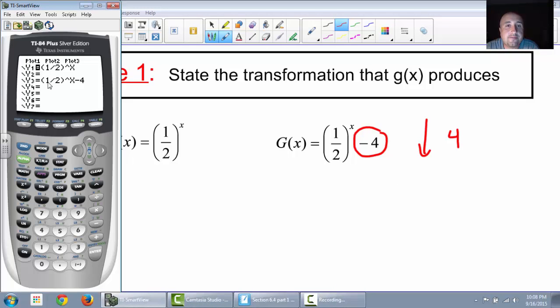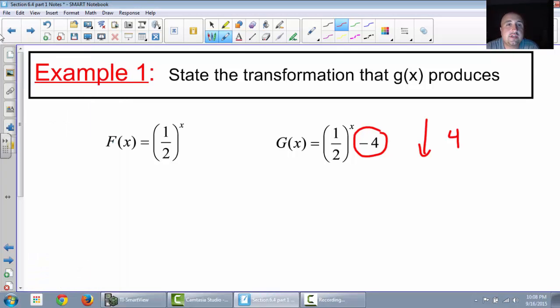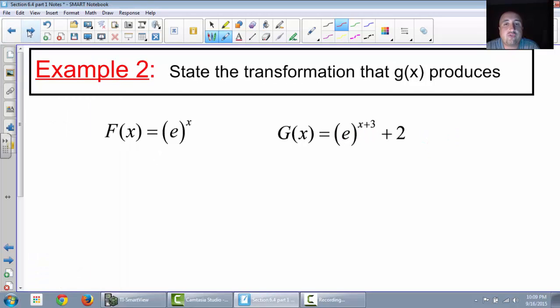If you go to your calculator, you see I have 1/2 raised to the x, which is the first one, and if I graph it, there it is, an exponential decay. And then if I turn on the next one, where I've just taken 1/2 raised to the x and subtracted the 4, you will see what it does. You notice that it drops the whole thing down 4. 1, 2, 3, 4. Okay, so you can check your work. You can see what it does. Okay, so there's example 1. It's going to go down 4.